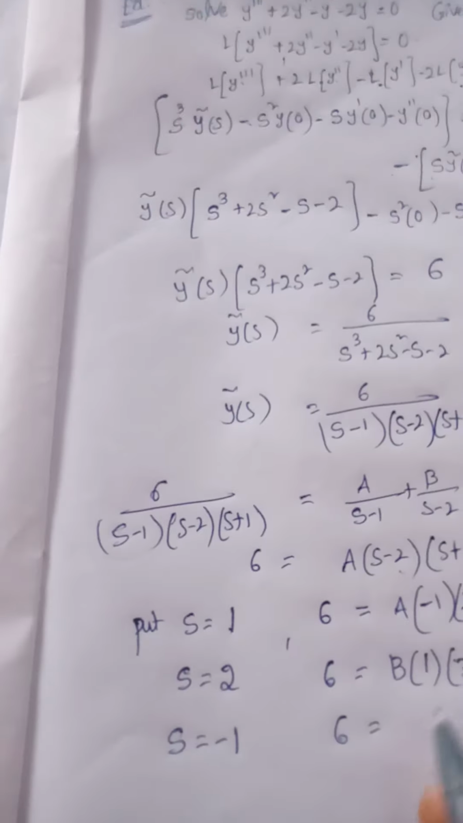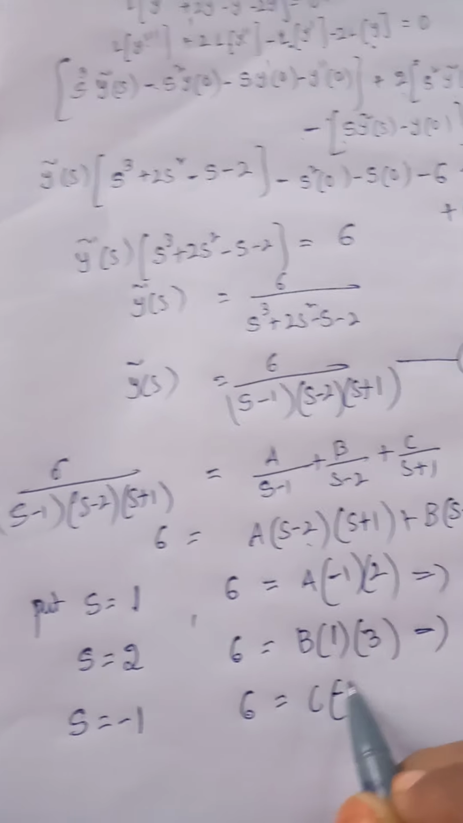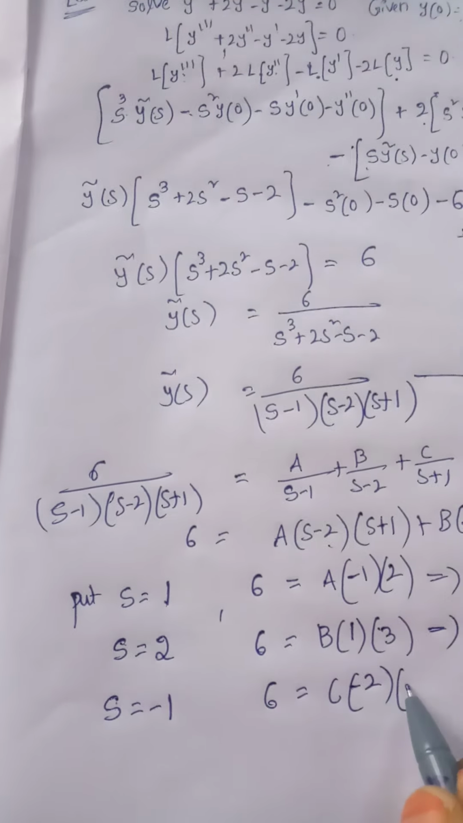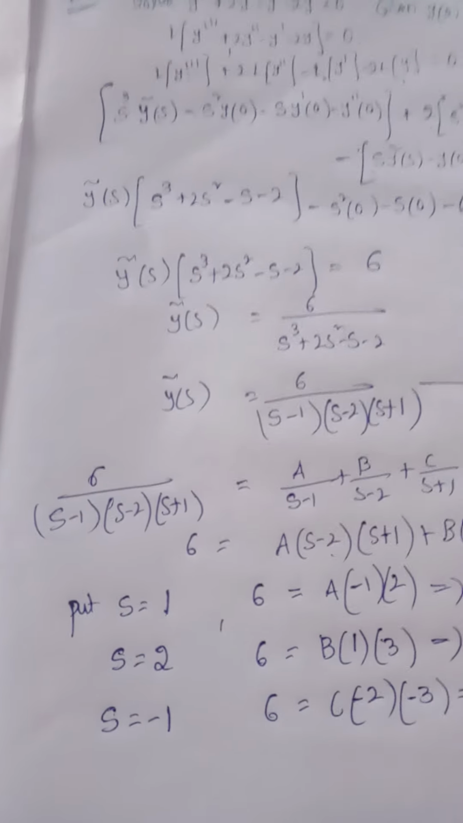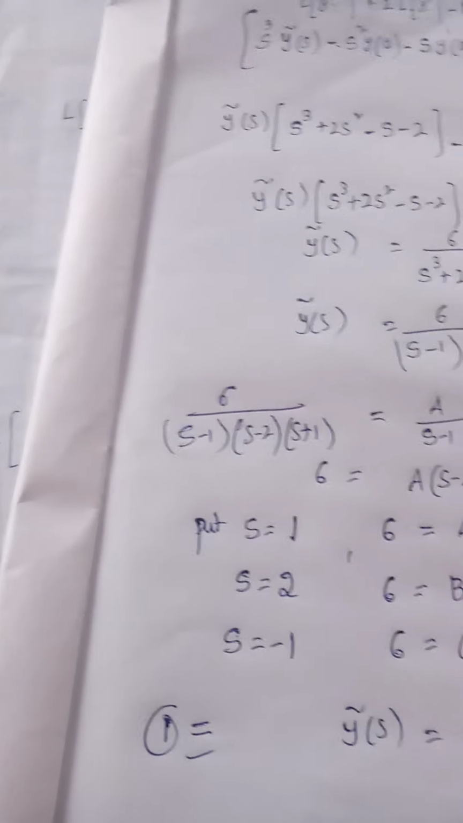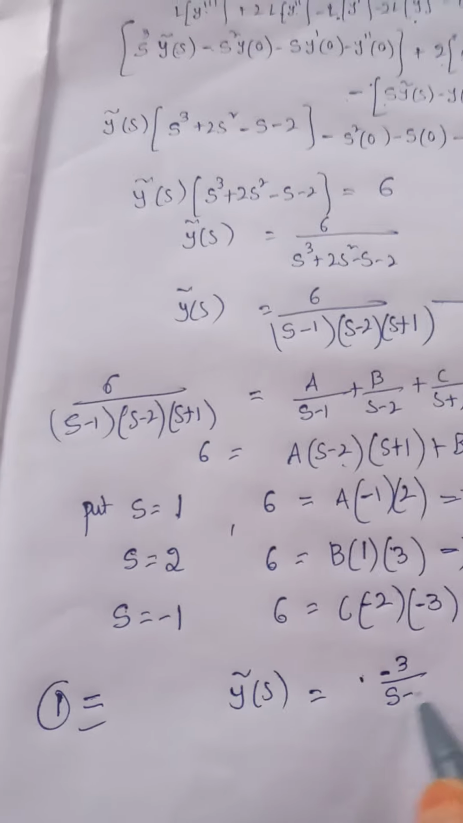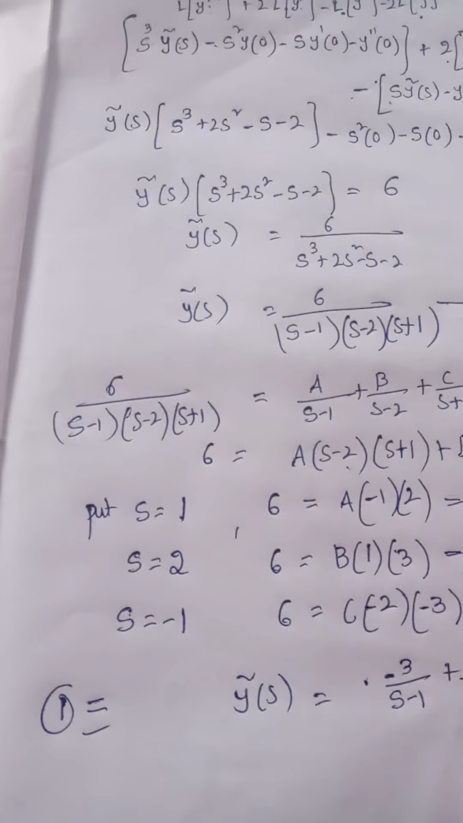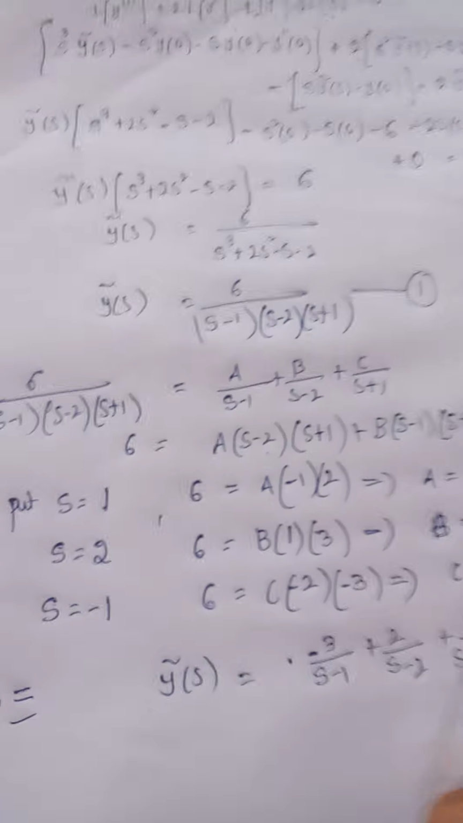Next you can put s is equal to minus 1. The A coefficient value is 0 and the B coefficient value is also 0, only the C value remains. So 6 is equal to C into minus 1 minus 1, minus 2, minus 1 minus 2, minus 3. So C is equal to 1. So from equation 1, y bar s is equal to minus 3 by s minus 1 plus 2 by s minus 2 plus 1 by s plus 1.